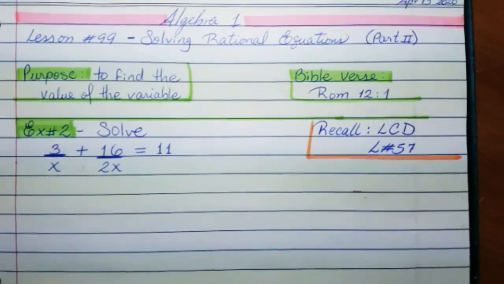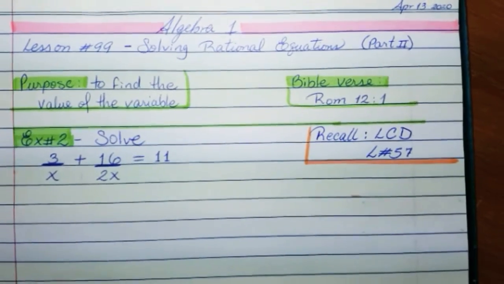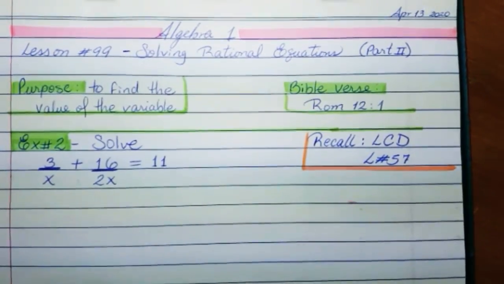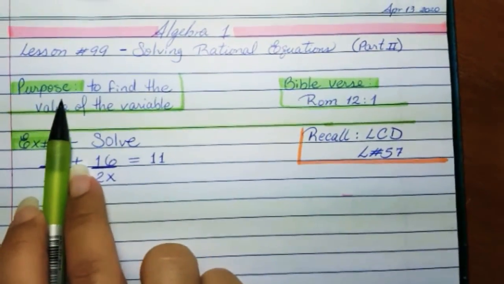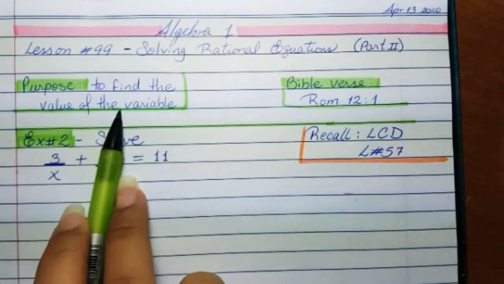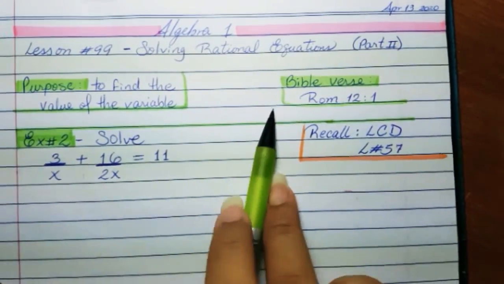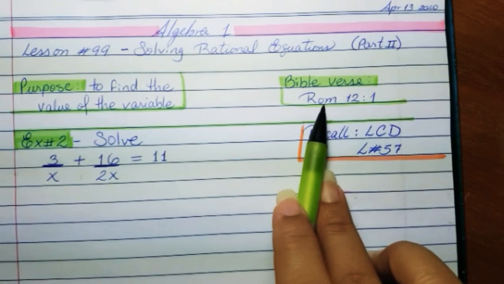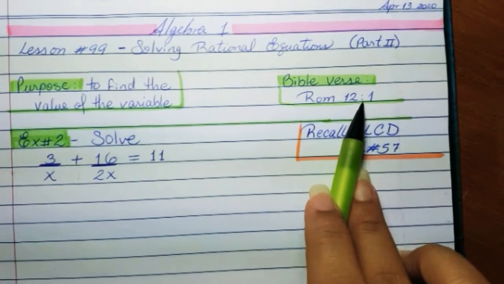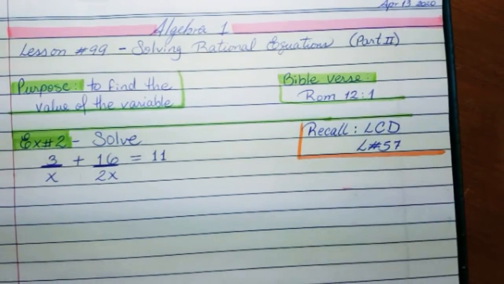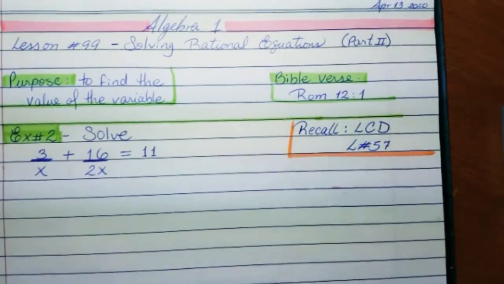This is the second part of Lesson 99, Solving Rational Equations. Remember that the purpose of this lesson is to find the value of the variable, and also that the Bible verse of this lesson is Romans 12 verse 1. I hope you guys looked for it. If not, you're on time.